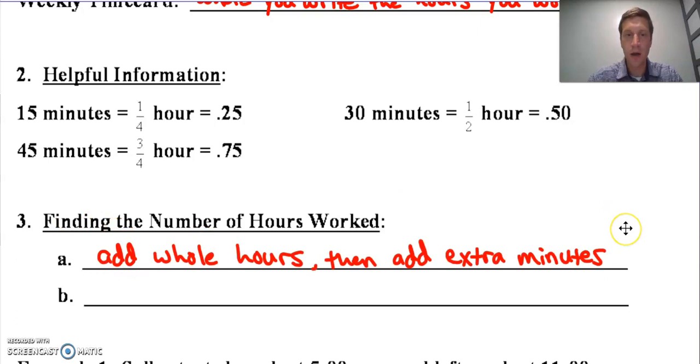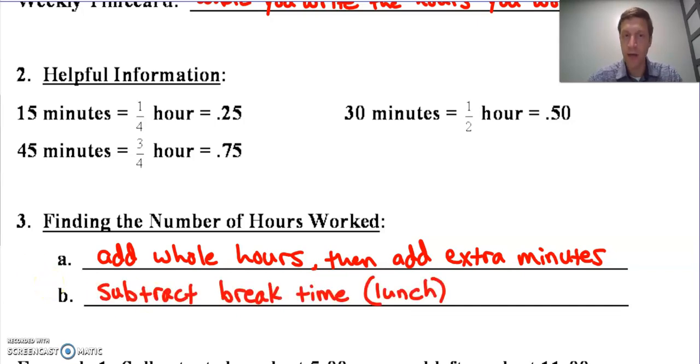Two basic steps. First thing we want to do is add the whole hours, and then we'll follow that with any extra minutes. And then after we do that, we want to subtract any break time, like for a lunch break.